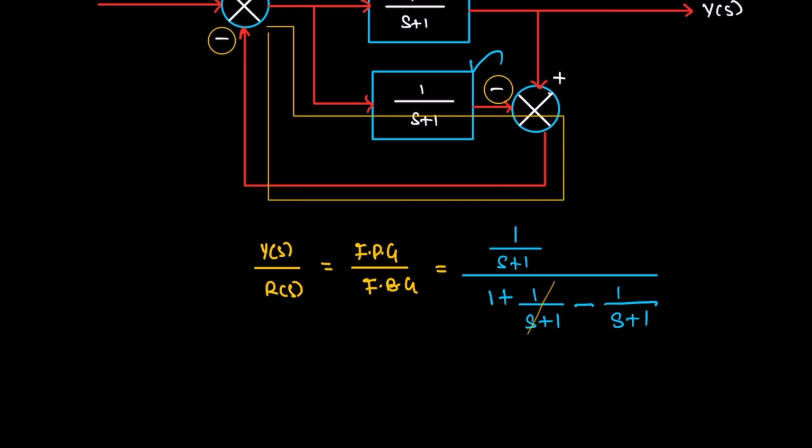So these two values cancel, and 1 divided by (s plus 1) is the final answer.